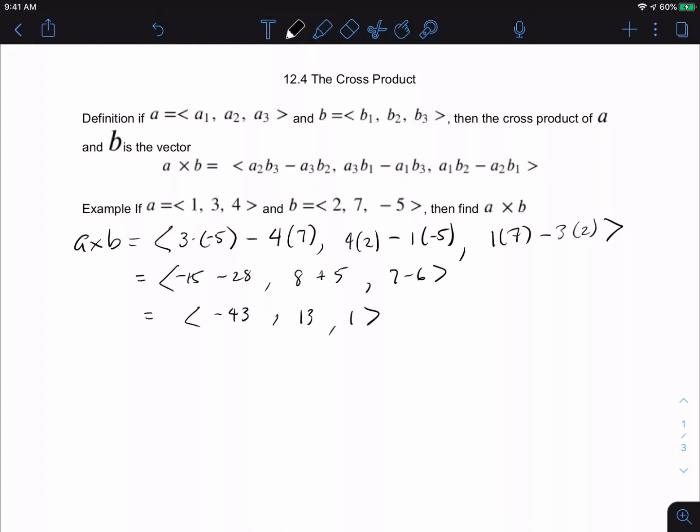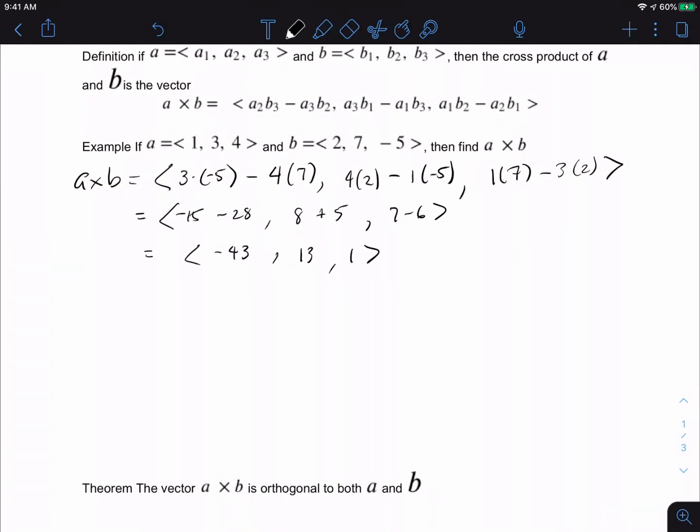The other way to do it is to use the determinant. And so with the determinant, I'll write this down just so you guys can have it. And again, this is from Algebra 2. I'm going to go i, j, k, those being the unit vectors for the x, y, and z axis. And then the first vector, which is going to be 1, 3, 4, and then 2, 7, negative 5. And now I'm going to find the determinant.